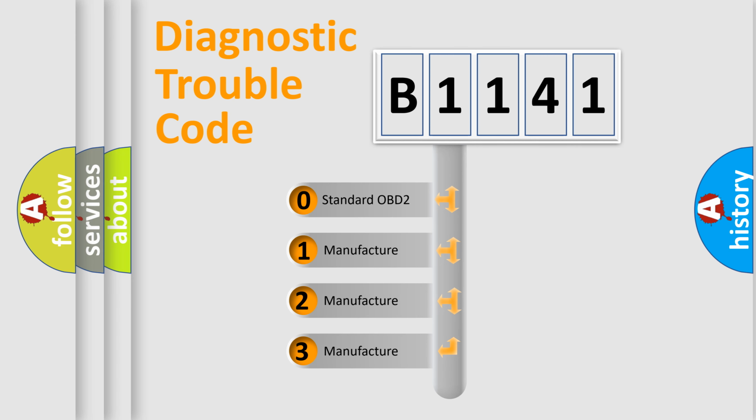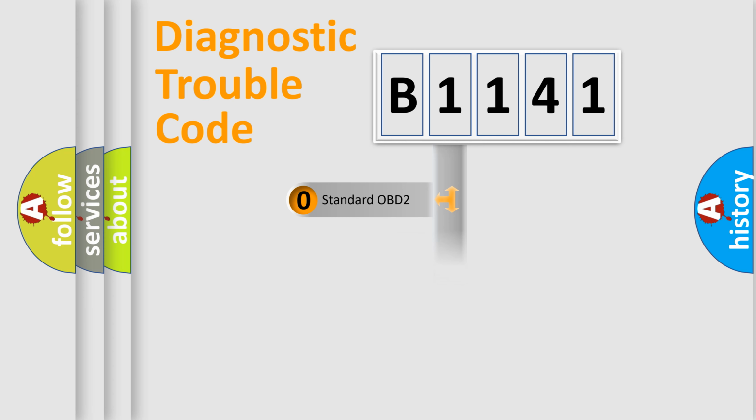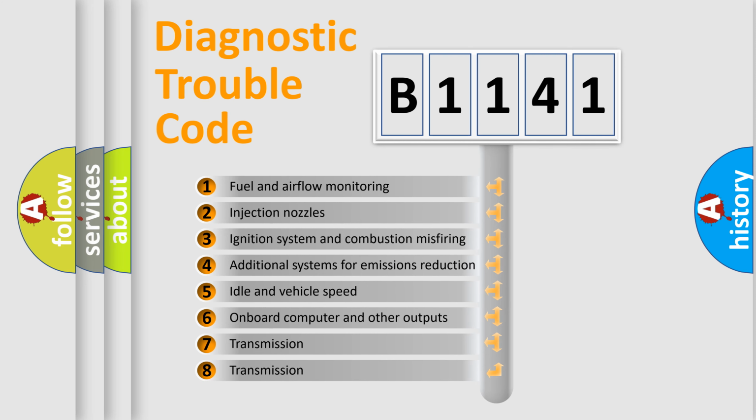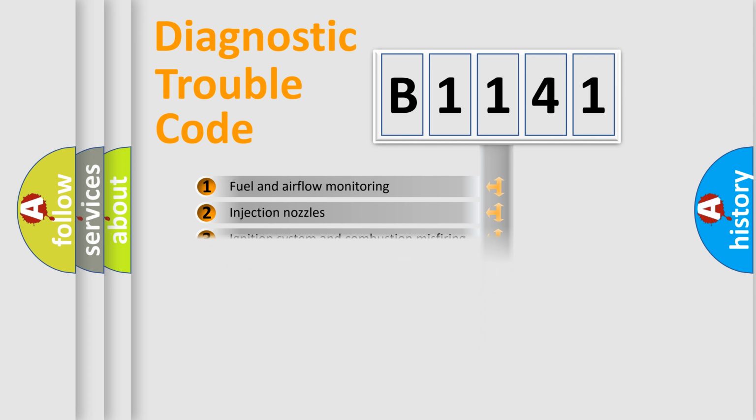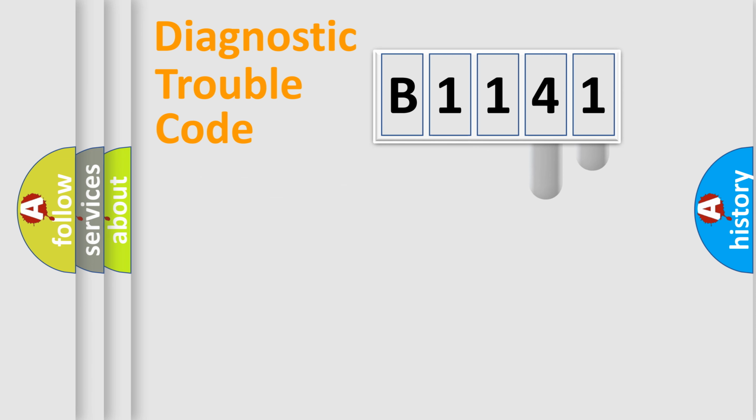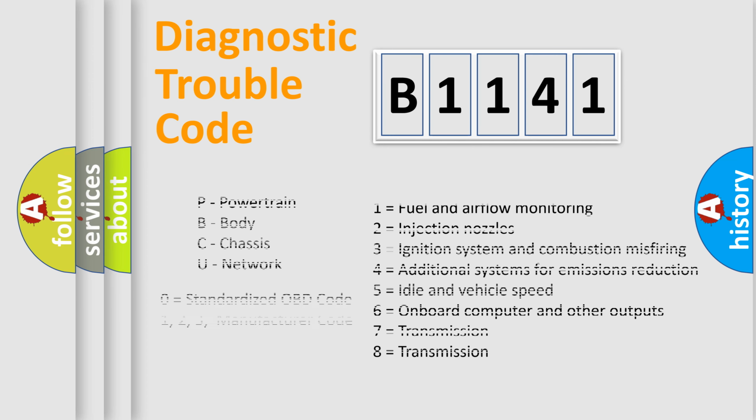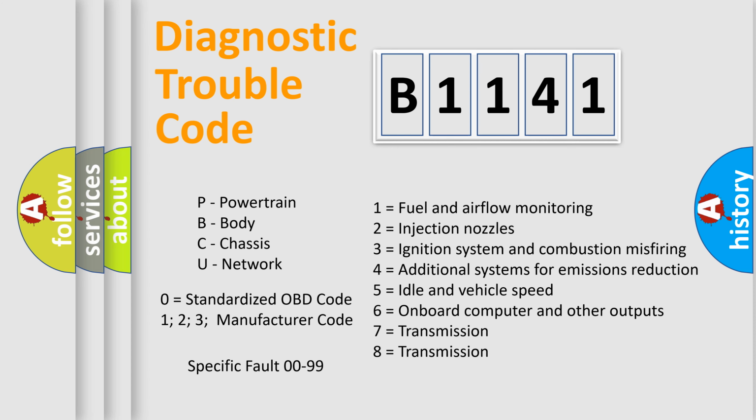If the second character is expressed as 0, it is a standardized error. In the case of numbers 1, 2, 3, it is a more specific expression of a car-specific error. The third character specifies a subset of errors. The distribution shown is valid only for the standardized DTC code. Only the last two characters define the specific fault of the group. Let's not forget that such a division is valid only if the second character of the code is expressed by the number 0.